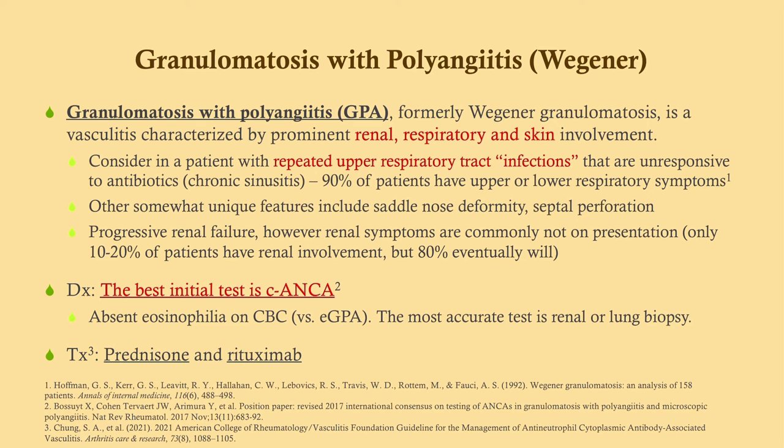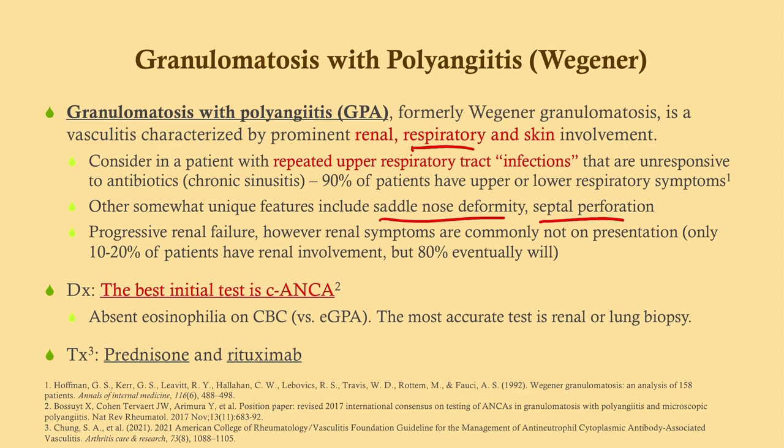Okay, GPA, or Wegener's granulomatosis, is a vasculitis that primarily affects medium and small vessels, and it's characterized by prominent renal, respiratory, and skin involvement. And it's the respiratory that's going to give this away on an exam. So these patients will have recurrent, non-infectious sinusitis. They get inflammation just due to the vasculitis. And so they constantly have a stuffy nose, maybe have a deviated septum or a perforated septum. They can get these deformities to their nose, saddle nose deformity, septal perforation. So look for these really salient upper respiratory tract symptoms.